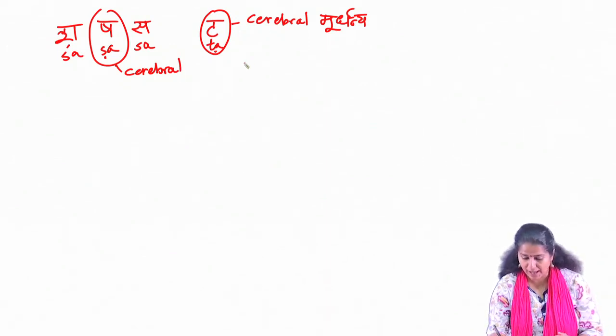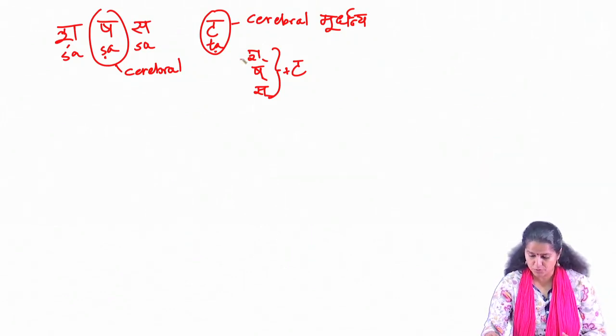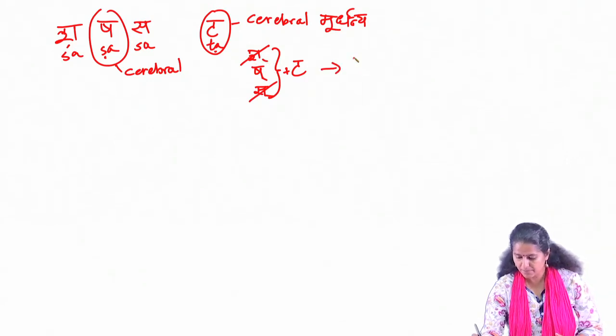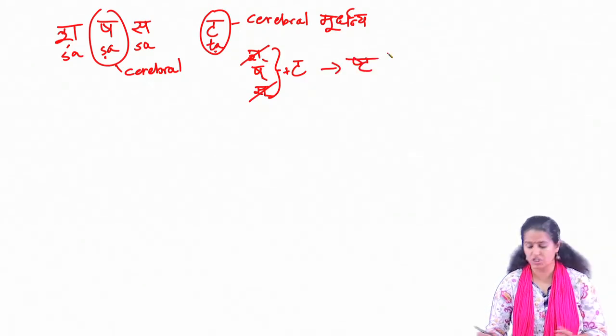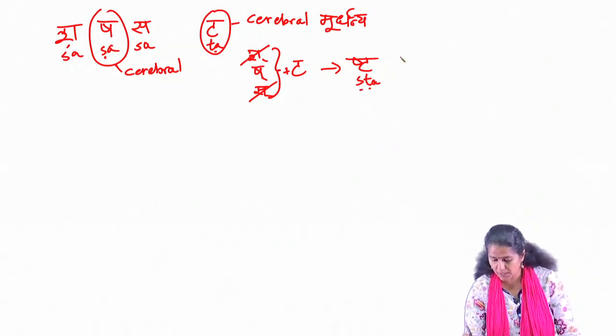So, the options we have were whether you will take the sh, the sh, or the s. Which of these three will combine with the t? And so, like I said, you have to see the same group. This is not there, this is not there, because that is the cerebral, that is what will come along: shta. And you have the word ashta.